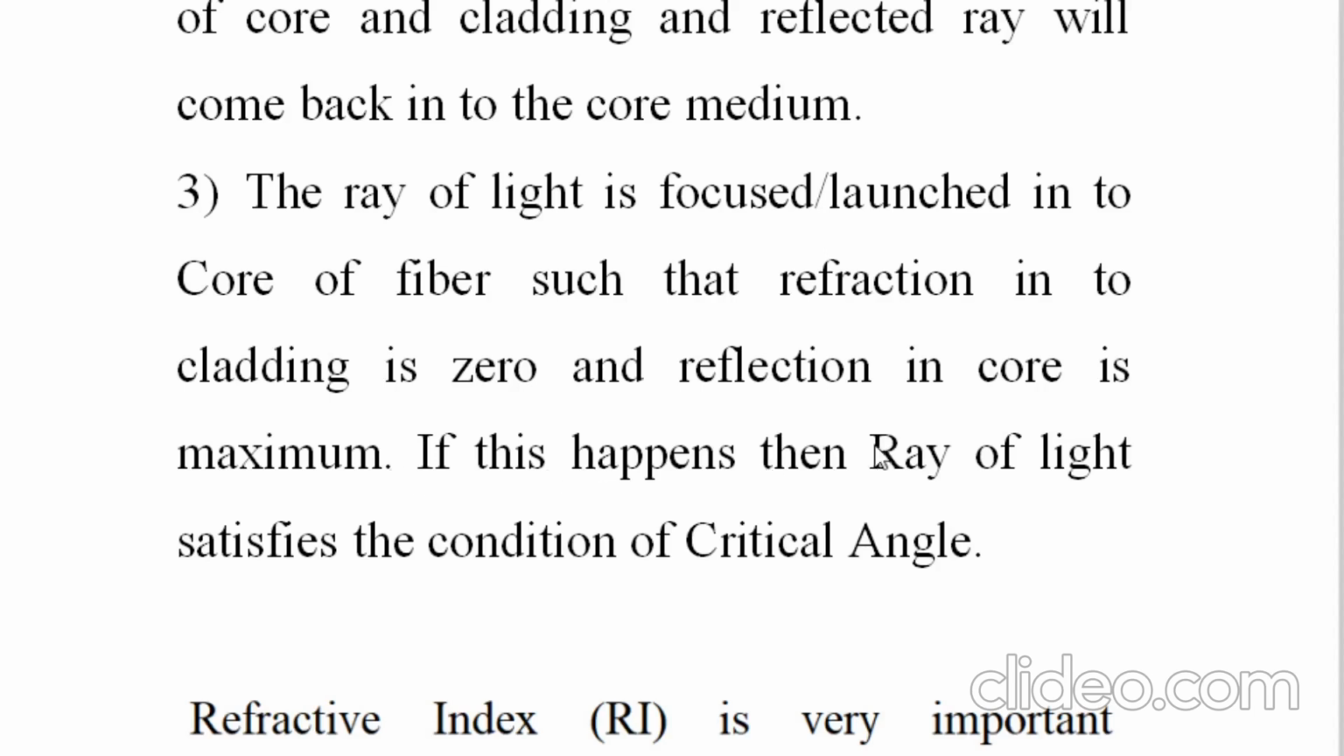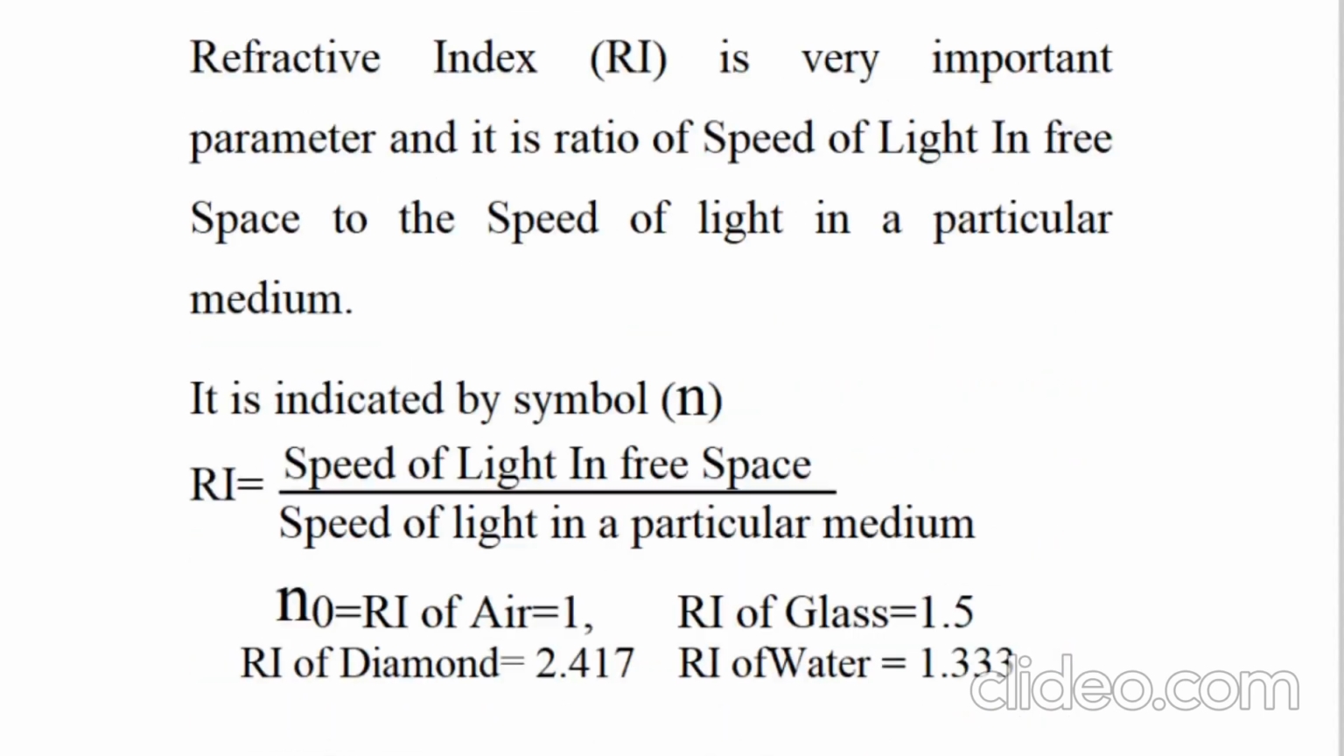If this happens, then the ray of light satisfies the condition of critical angle. And if this happens, what does it mean? Refraction must be zero, reflection must be maximum. And reflection means what? At the junction of core and cladding, the ray comes back into the core medium because N1 is greater than N2. Now, what do we mean by the refractive index? Because everything depends on the refractive index. Why is the ray reflected back into the core medium? Because the refractive index of core is greater than the refractive index of cladding.